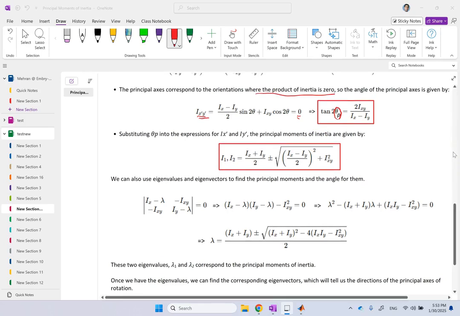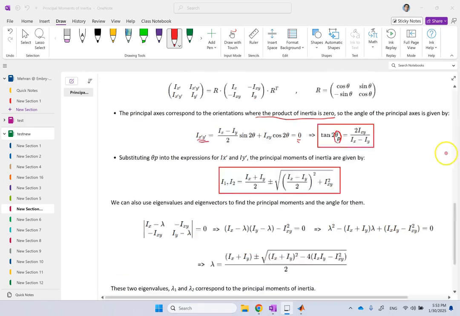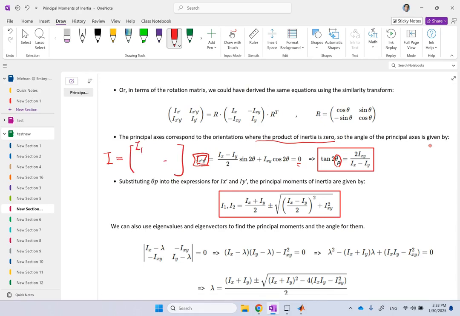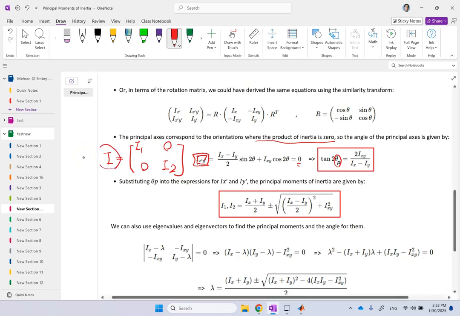Now, by the way, how much are these max and min? At the principal angle theta p, the product term is 0. So if you look at your inertia tensor, it is going to be some I1 and I2, and your product terms are going to be 0, so your I is going to be diagonal. Another way to say it is that your inertia tensor becomes diagonal at the principal values.